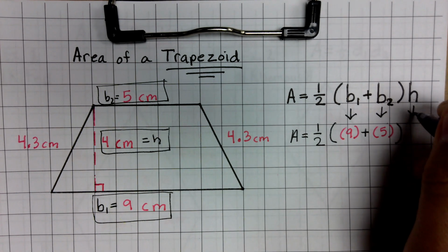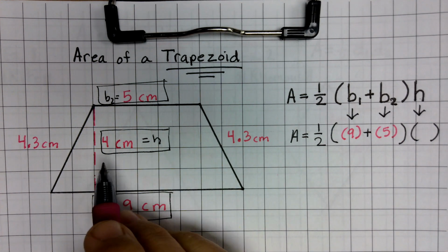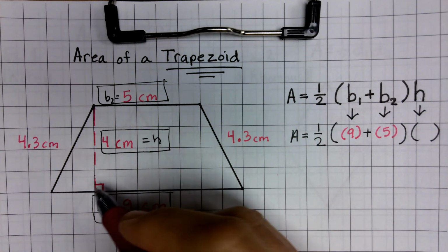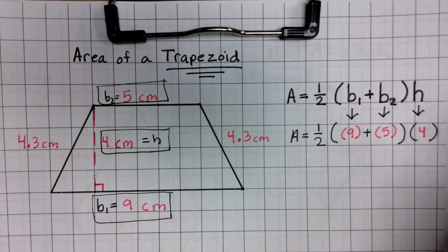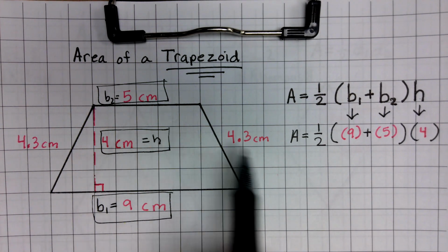And then we're going to replace H with its value. And H is going to be 4, and that's the distance between the top and bottom base. And that's how I look at it, and that's how I memorize where to put these values.